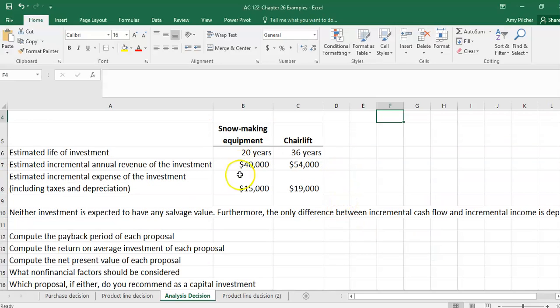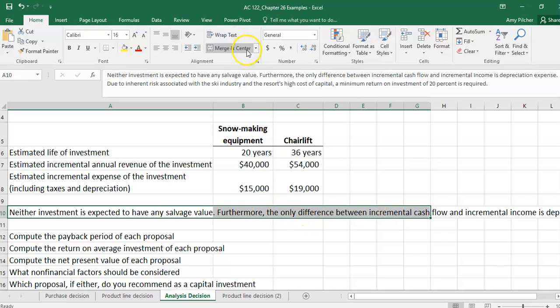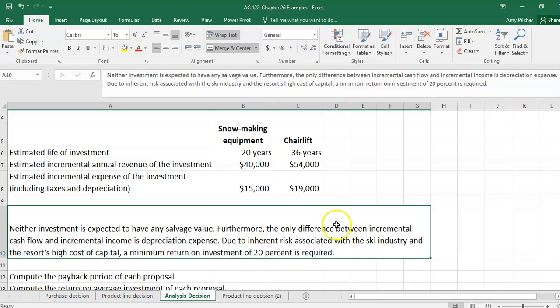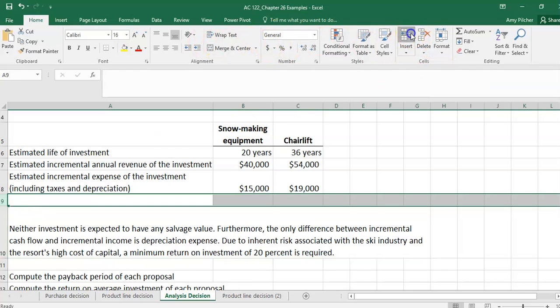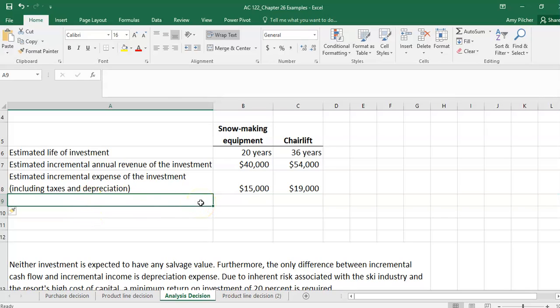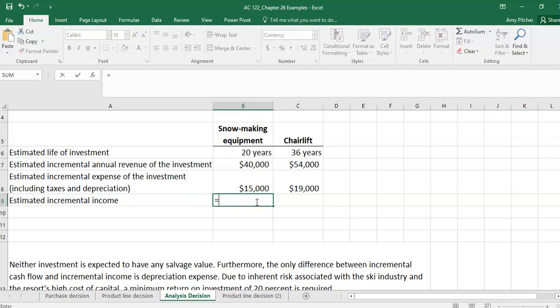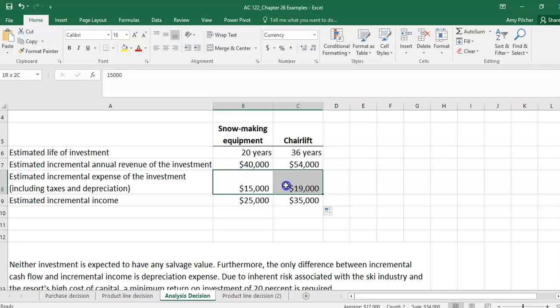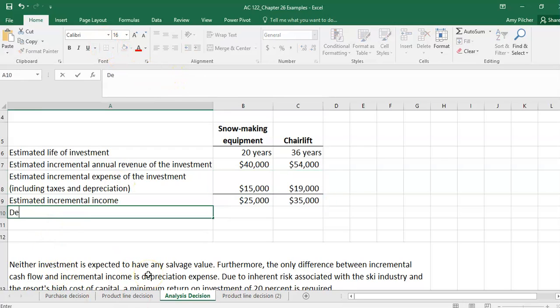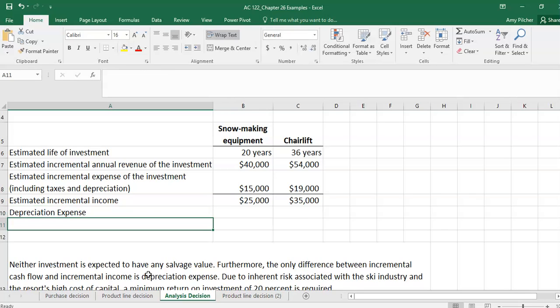We have information here about our decisions, and we also have some information that neither investment has a salvage value. The only difference between the income and the cash flows is depreciation expense, and they have a 20% required return. So what we're going to do is look at the incremental income. We're given revenues and expenses. And then we need to add back the depreciation expense to get the estimated annual cash flows.